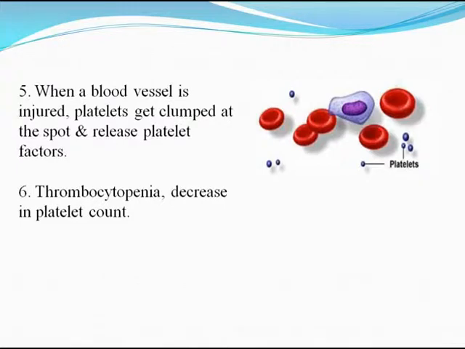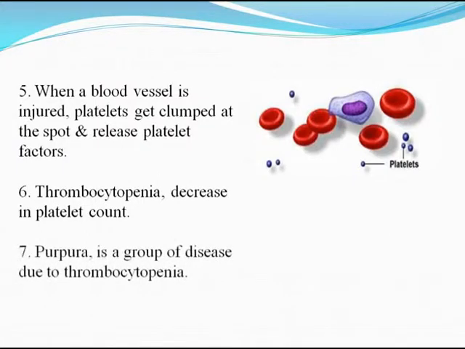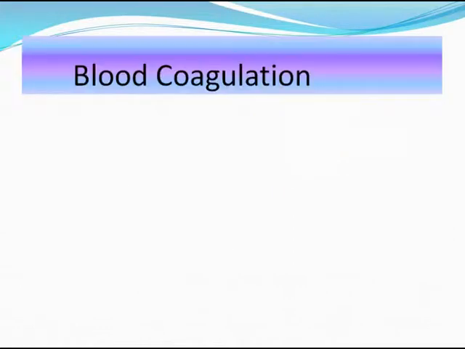When there is a decrease in platelet count, it is called thrombocytopenia. And purpura is a group of diseases due to thrombocytopenia. So students, you have to remember these two terms: thrombocytopenia, that is decrease in platelet count, and purpura is a group of diseases due to thrombocytopenia.